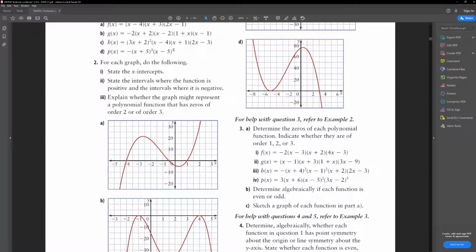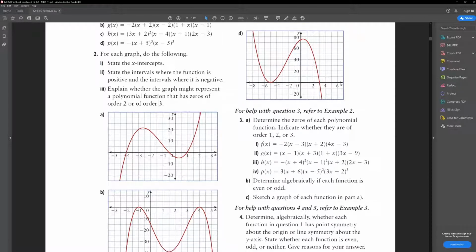X-intercepts are negative 4, negative 1/2, and 1. The function is positive between negative 4 and negative 1/2, and when it is greater than 1. The negative ones would be when it is less than negative 4, and in between negative 1/2 and 1. Lastly, explain orders of 2 or 3. That is the bounce and the squiggle. Here it passes straight through, therefore it has no zeros of order 2 or order 3.